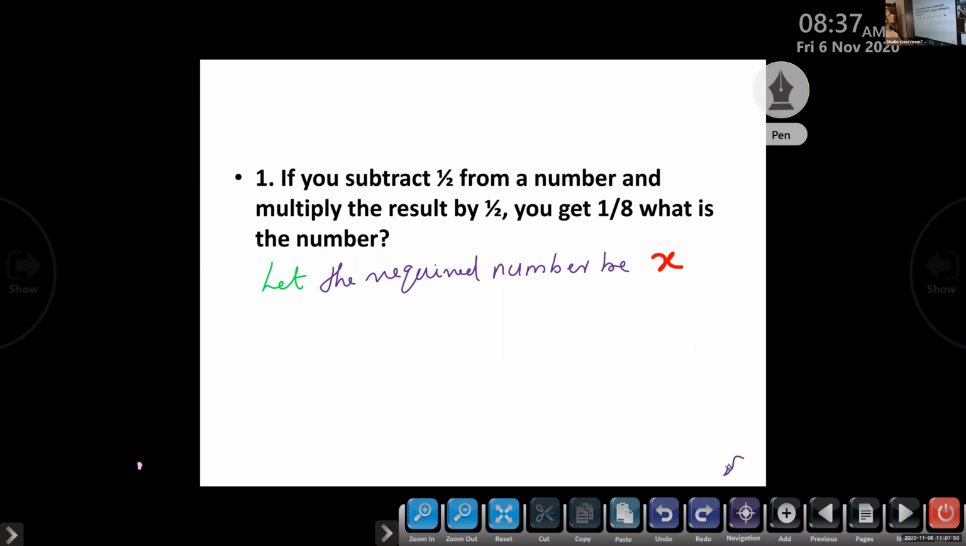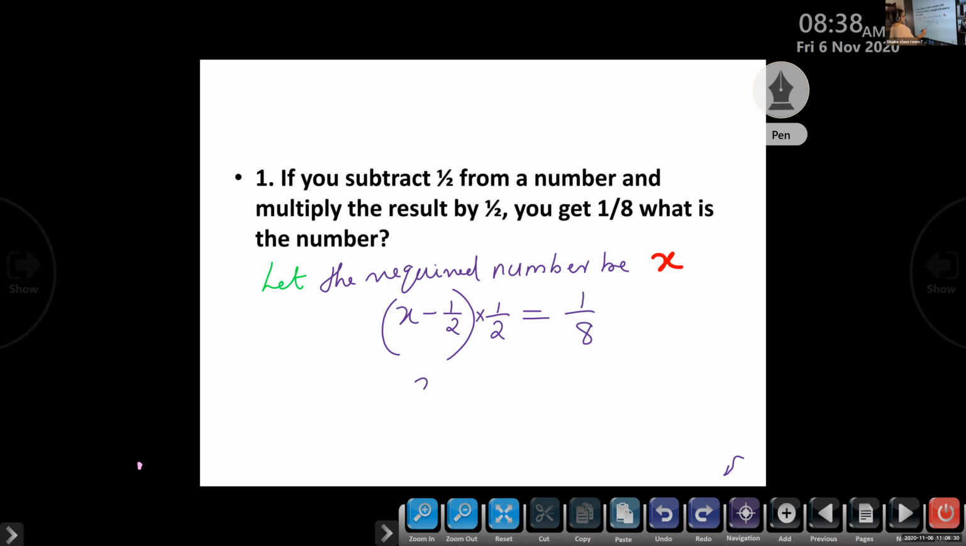How will the equation be? x minus 1 by 2, and multiplying by 1 by 2, then we will get 1 by 8. Now we have the equation. This is a linear equation. It has only a single variable x and its power is also 1. So it is a linear equation, and we can solve it.